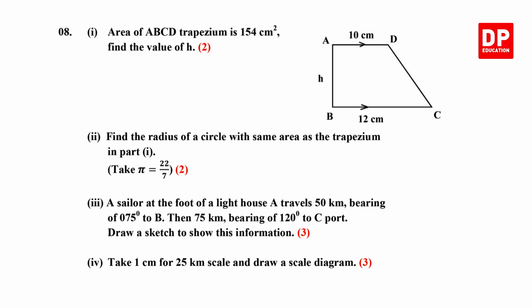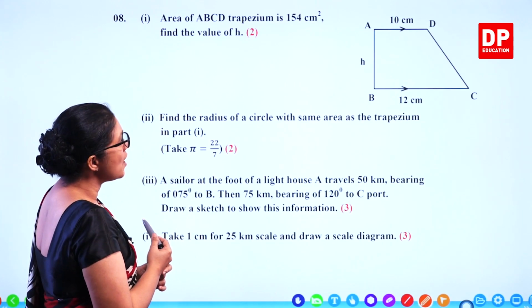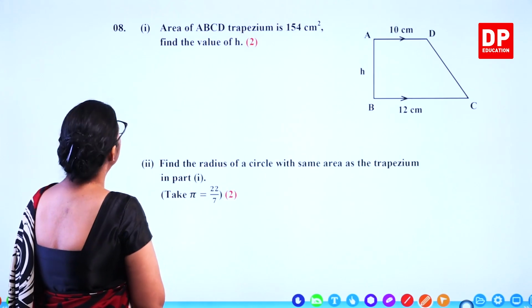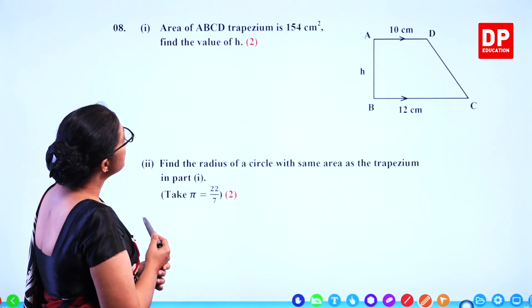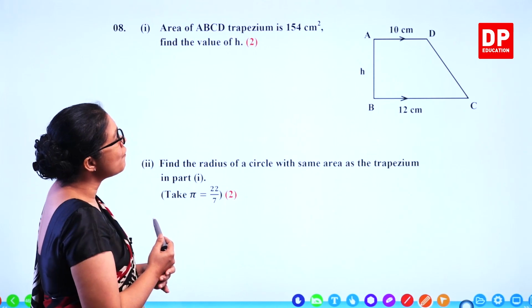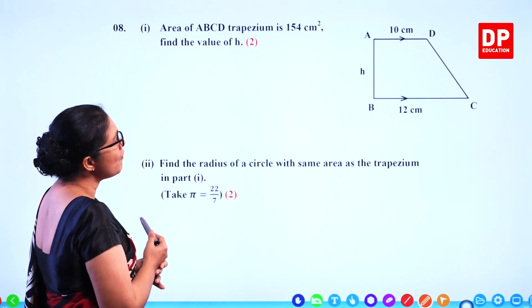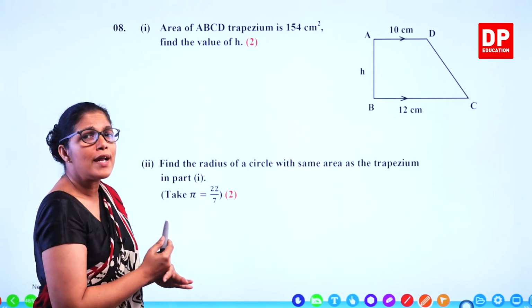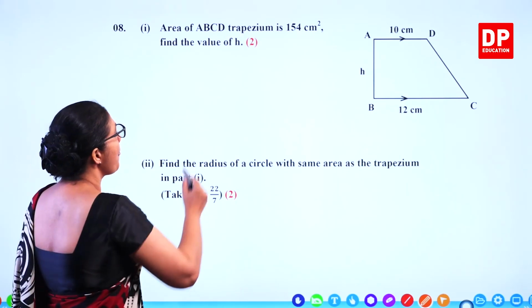Question number 8. So you get 4 parts. For that you have to draw scale diagrams as well. The area of trapezium ABCD is 154 square centimeters. Find the value of h.